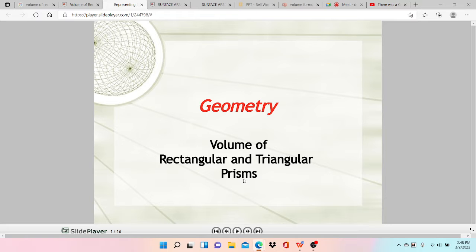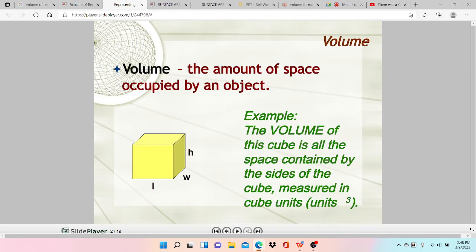Three-dimensional shapes. When you say three-dimensional shapes, you have to remember three things: height, width, length, or length, width, height. When you say 3D, there is height, length, and width. Okay. So this one is so easy. I know that you know this already. Let us just read and learn.